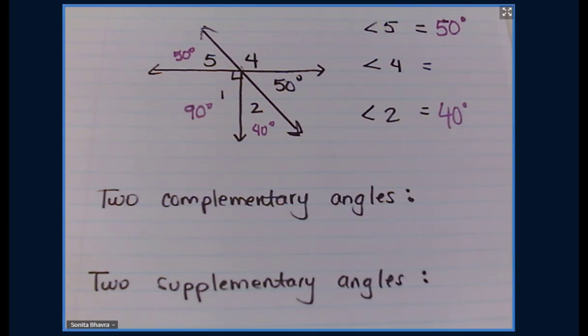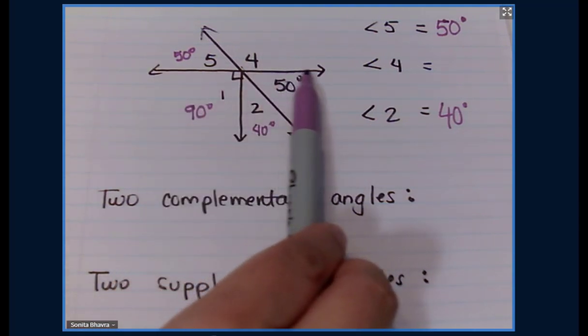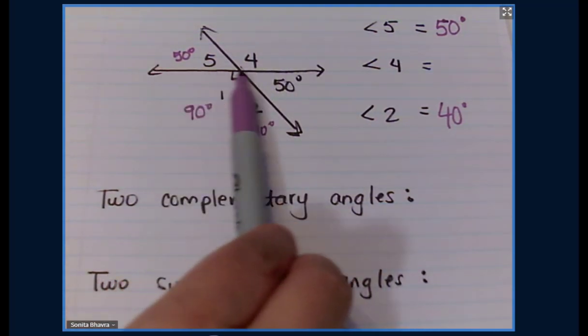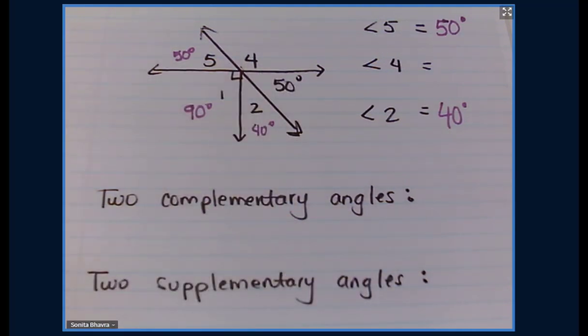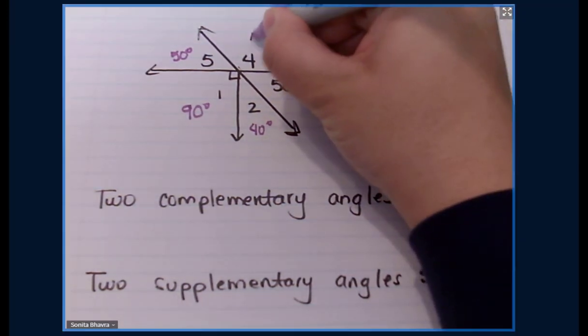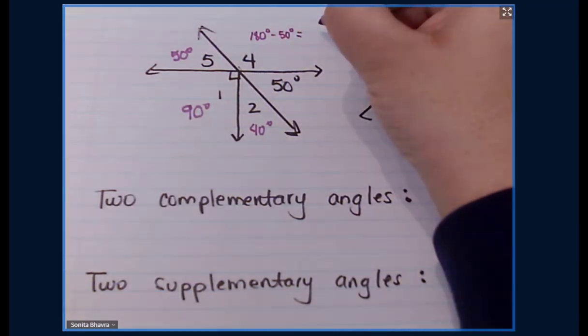All right, so we're just left with angle 4. Angle 4 is here. It's a straight line, so we know this total angle has to be 180. So to figure out angle 4, you can just subtract 180 minus 50 degrees, which gives me 130.